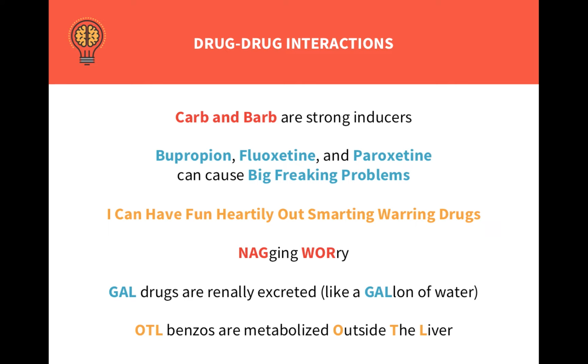Nearly all psychotropics are hepatically metabolized except for the GAL drugs, gabapentin, acamprosate, and lithium, which are renally excreted just like a gallon of water. Finally, the OTL benzos, oxazepam, temazepam, and lorazepam, are practically excreted outside the liver and are safe to use in patients with hepatic failure.